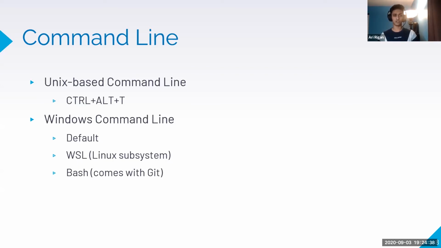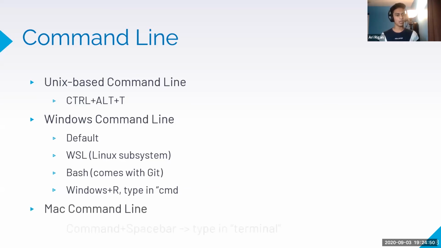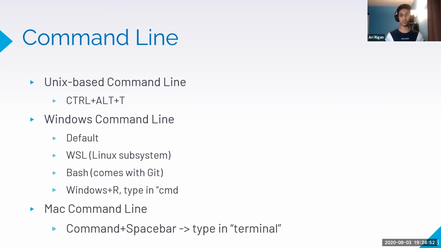For Windows, to get the default command line, hold Windows and press R. It's going to open up a run window with a text field. Type in CMD and push enter, and that's going to open up your terminal. I believe for Mac, you press Command-spacebar to open up Spotlight, then type in terminal and push enter. So these are the different ways to access it, for those of you that may not be familiar.